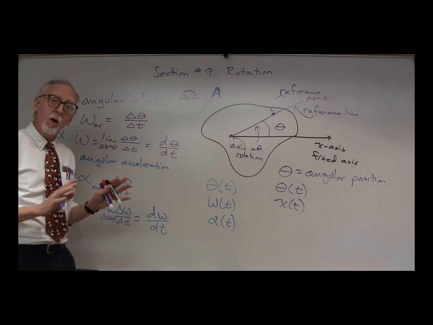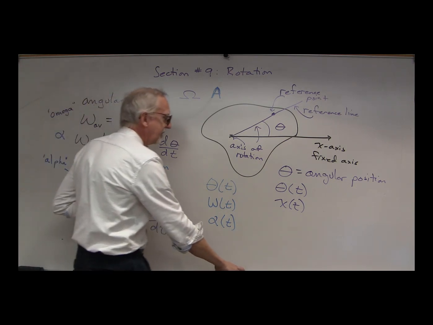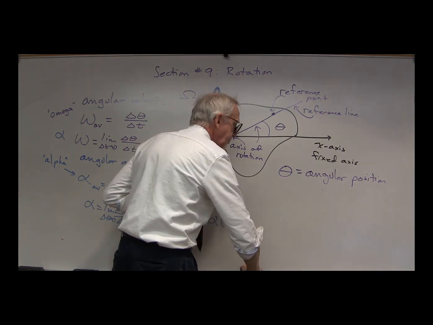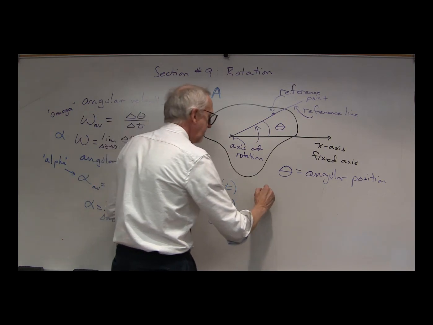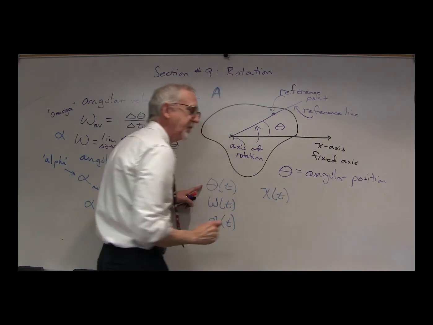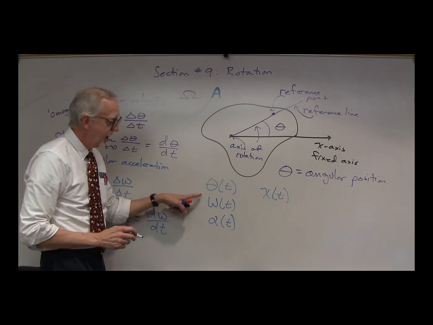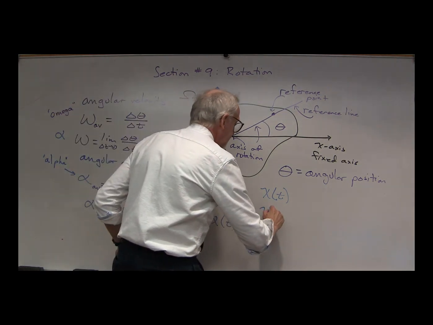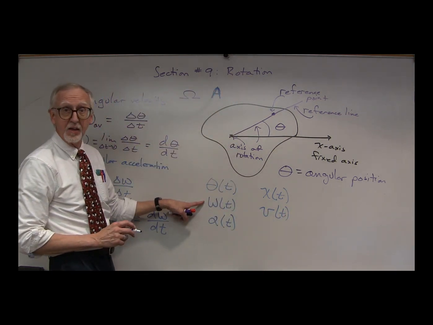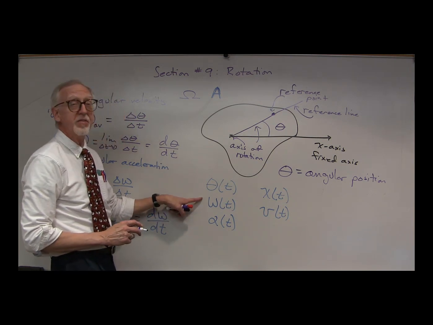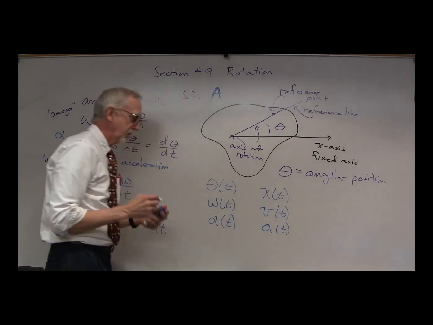Okay, well, does this look familiar? I would hope so, because this is exactly the way that we define very similar quantities. Angular position, linear position. Angular velocity is the derivative of the angular position. Linear velocity is the derivative of the linear position. Angular acceleration is the derivative of the angular velocity. Linear acceleration is the derivative of the linear velocity.